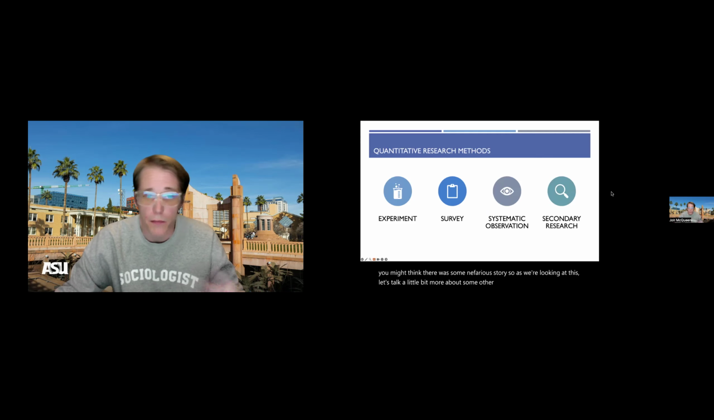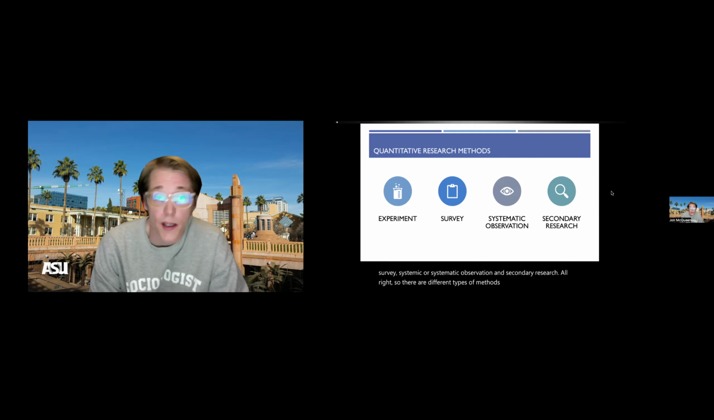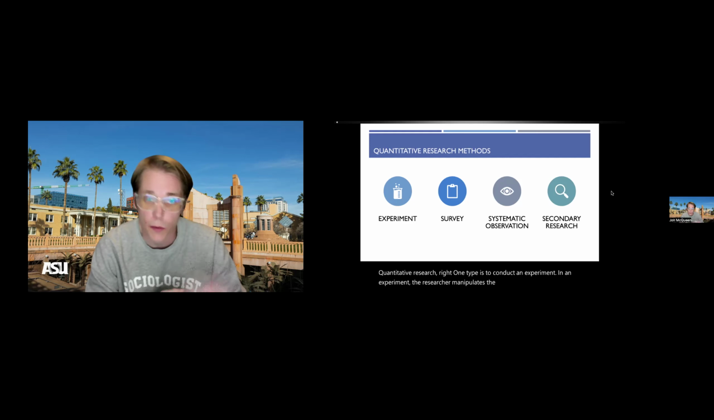So as we're looking at this, let's talk about some other areas: experiment, survey, systematic observation, and secondary research. There are different types of methods that can be used to conduct quantitative research. One type is to conduct an experiment. In an experiment, the researcher manipulates the independent variable, which we talked about last lecture, and measures the effect on the dependent variable. Researchers then measure the dependent variable numerically using quantitative research.